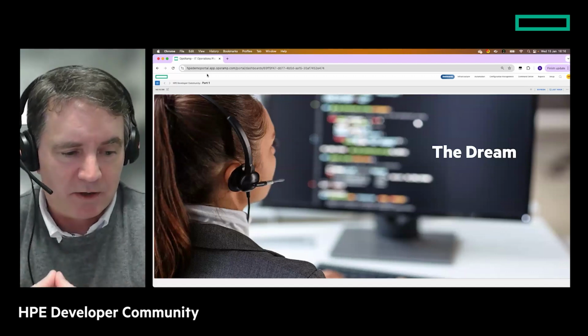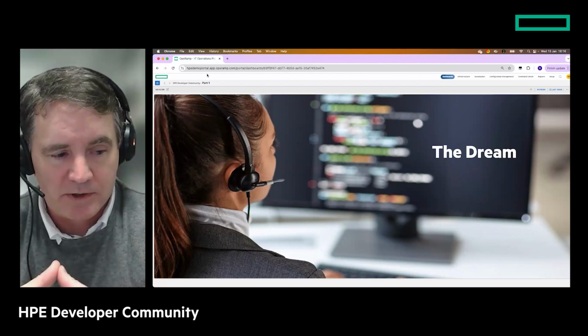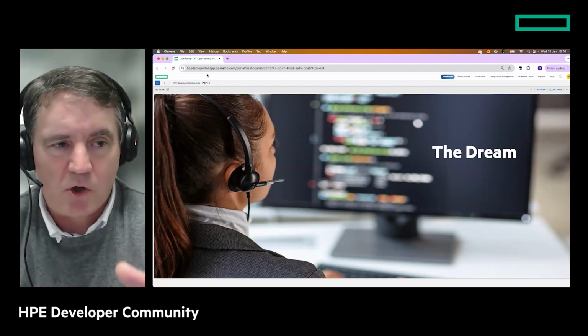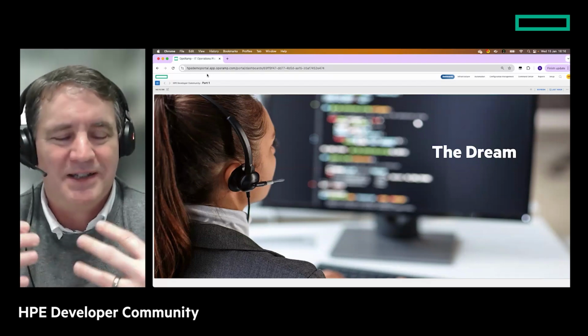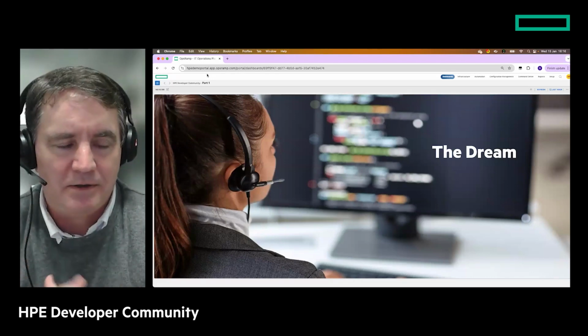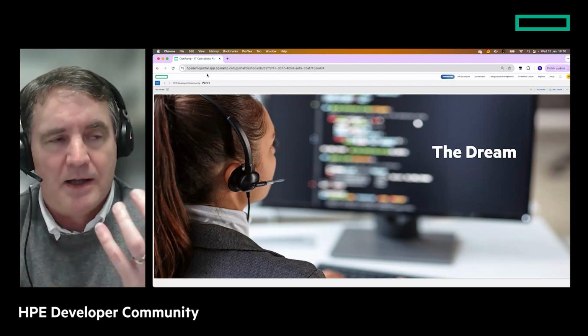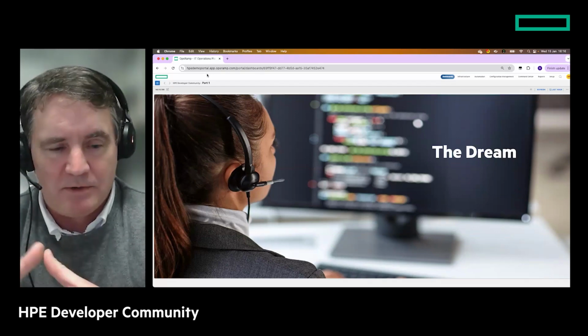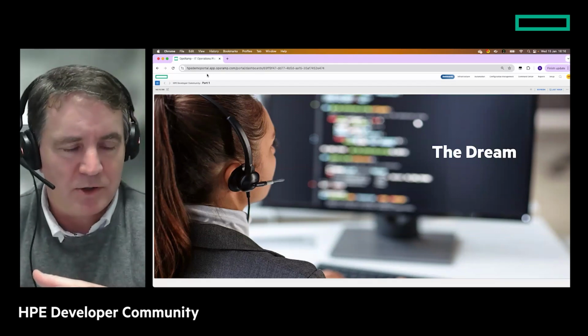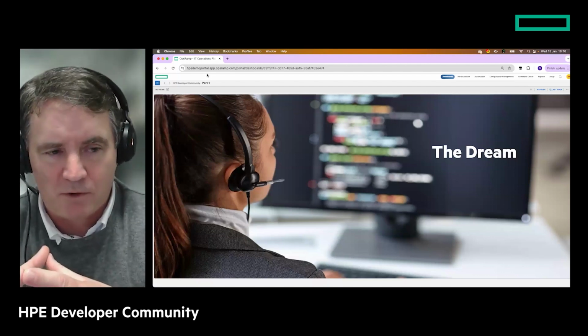So the dream has always been around automating operations. We call that today in OpsRamp autonomous IT operations. So it's not a new concept. Obviously, the technology and what we do these days is very different than 30 years ago. But the fundamentals are the same. Now it's all about AI agents doing everything for us.